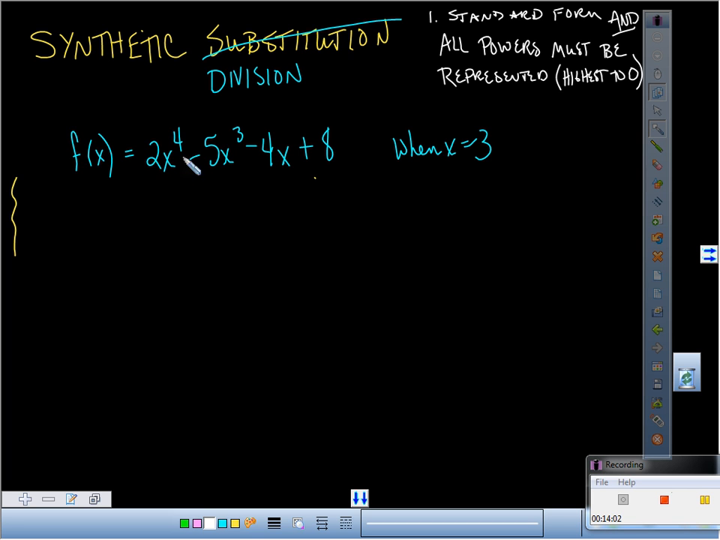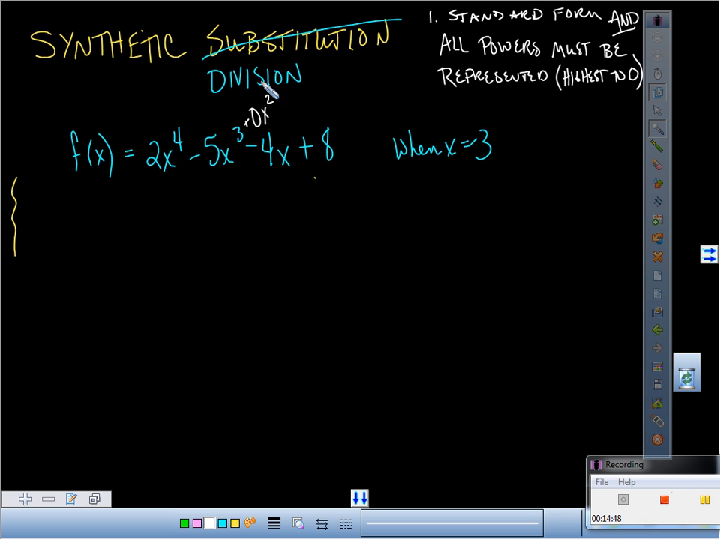So the first thing I'm going to do: is it in standard form? Yes. Are all powers represented? No. 4, 3, oh, there's a 2 missing. So in here I should have a 0x squared. So 4, 3, 2, 1, 0. They're all there.